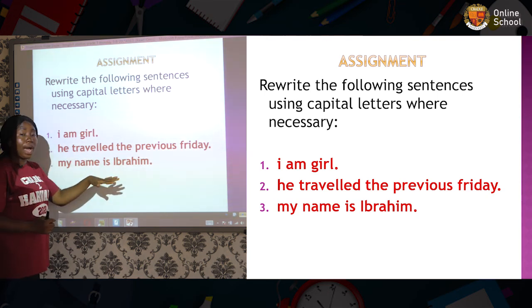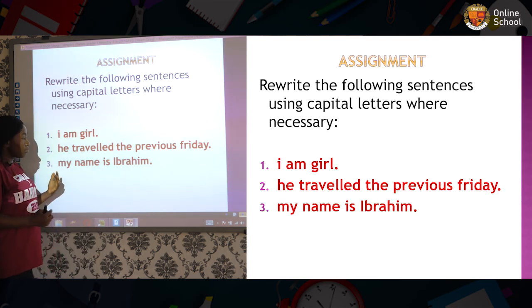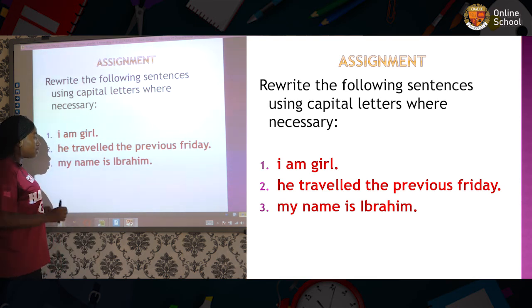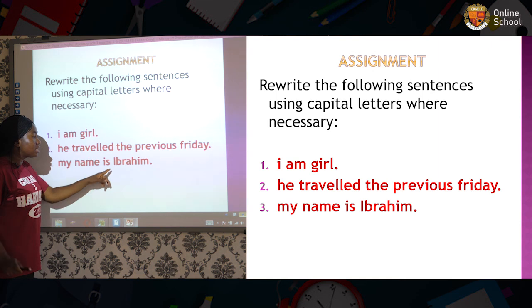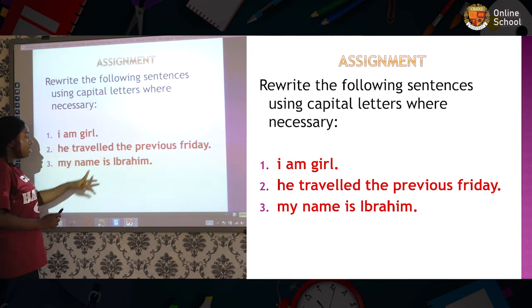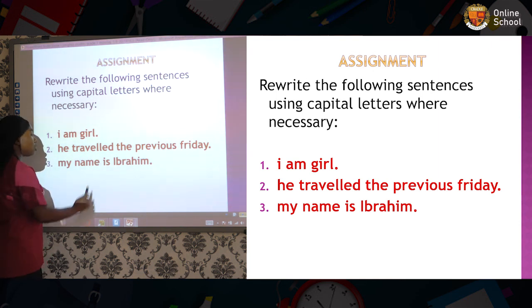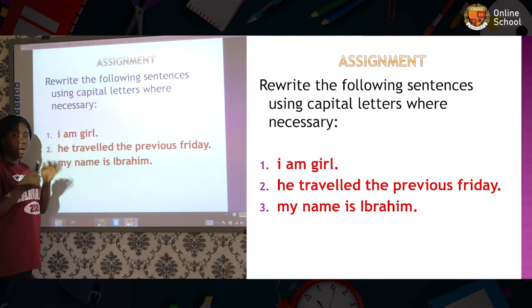Okay. Then number 3, we said, my name is ibrahim. Okay, so I know there's an Ibrahim listening to me. Make sure you don't make mistake when writing your name. I need you to write it properly. Don't use your small letter. Write it in capital letter. And make sure the first word, my, is in capital letter.